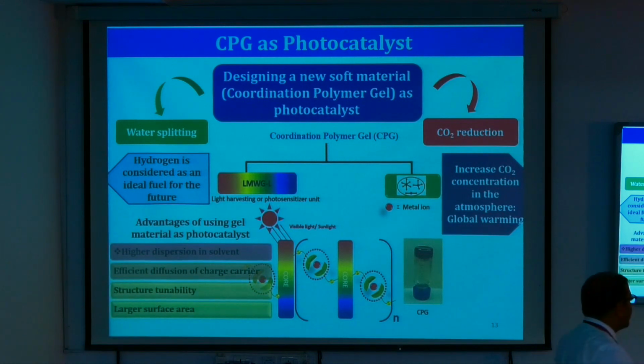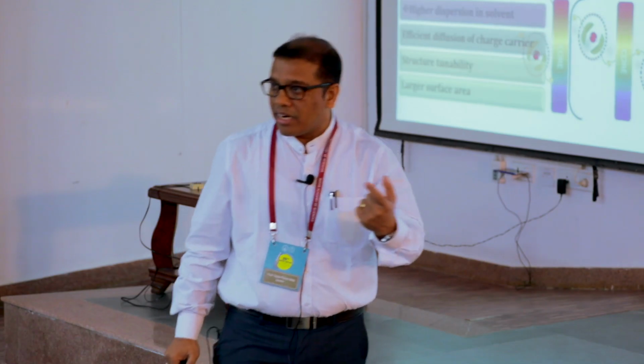So why the advantage in the gel system? It will have higher dispersion in the solvent, so you don't need a huge amount of solvent. Efficient diffusion of the charge carrier. So when you shine the light, it forms the electron and hole.